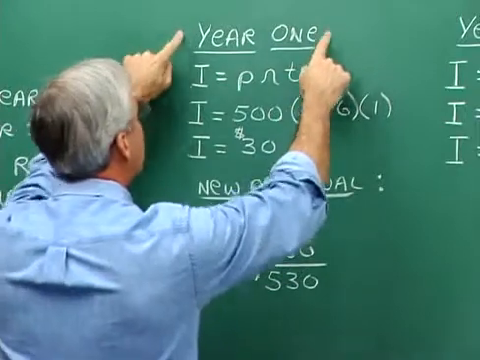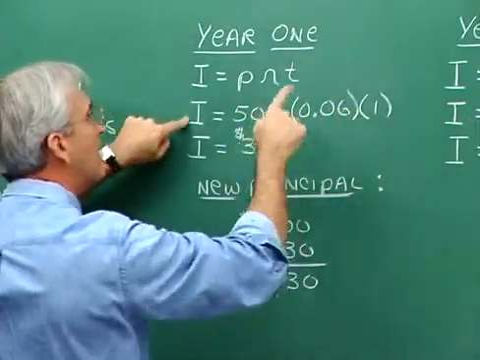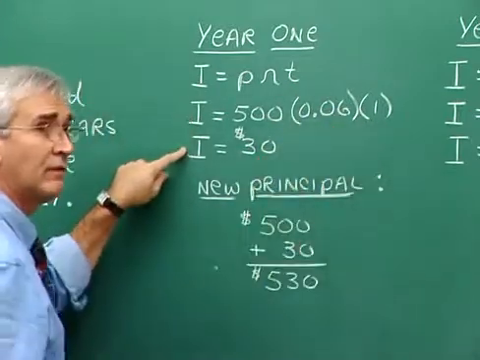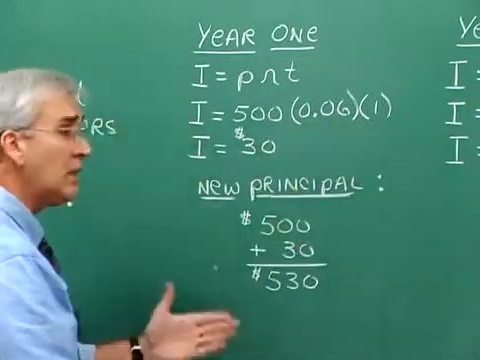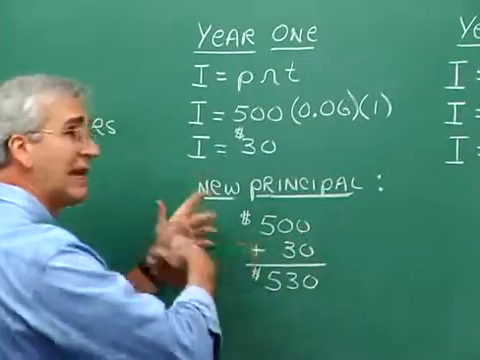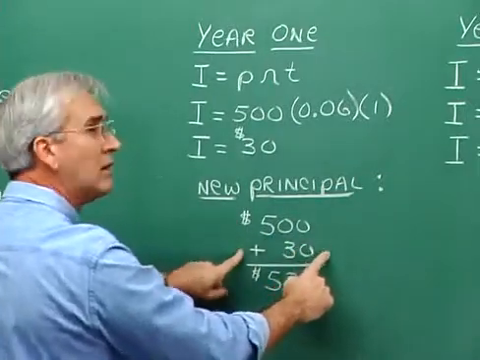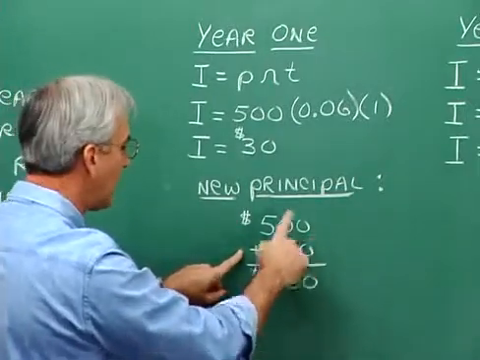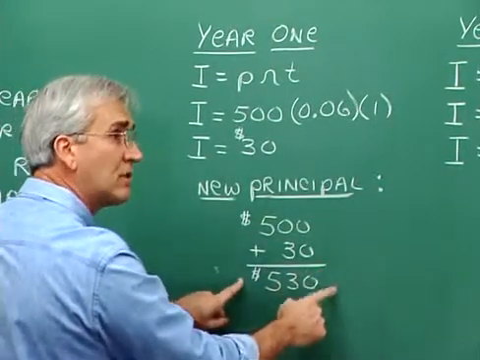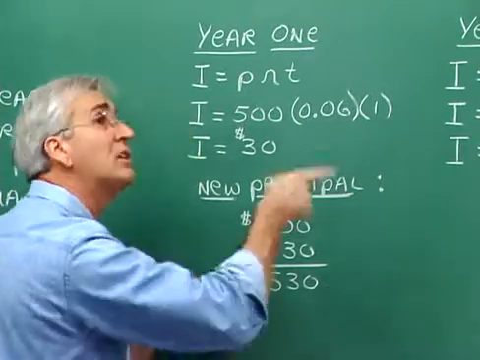In year one, the interest is figured using the formula, $500 for the principal, 6% interest, 1 year. So $30 is the amount of interest. Now, at the end of 1 year, how much money is in the investment? Well, it's the $500 plus the $30 in interest that was earned. So $530 is the new principal. Now, that's the principal that we're going to use to make the calculation of interest in the second year.